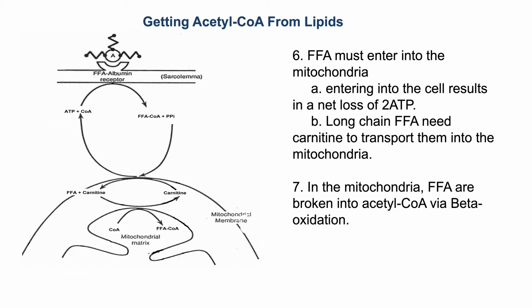Once the free fatty acids get to the cell, they're able to get into the cell, but then they need to be carried into the mitochondria. So now we're adding more steps. Those free fatty acids must enter the mitochondria. However, long-chain free fatty acids need carnitine to transport them into the mitochondria. So free fatty acids could get into the cell, but they can't get into the mitochondria. So you need carnitine. Remember that, because I always will ask about carnitine on exams. You need carnitine to be able to transport the free fatty acid into the mitochondria itself.